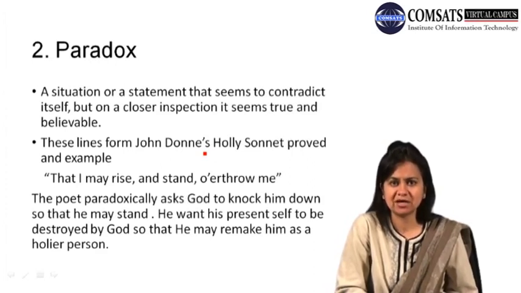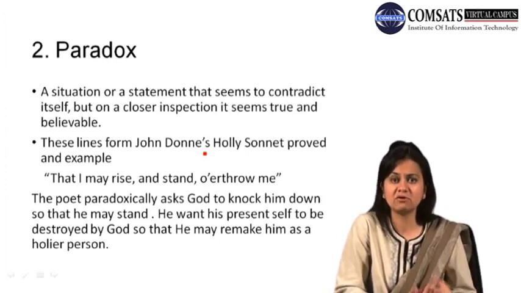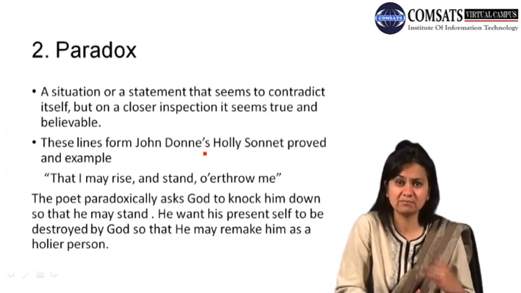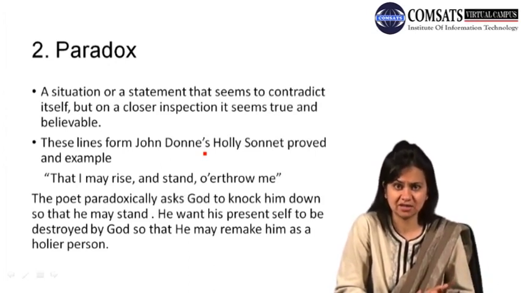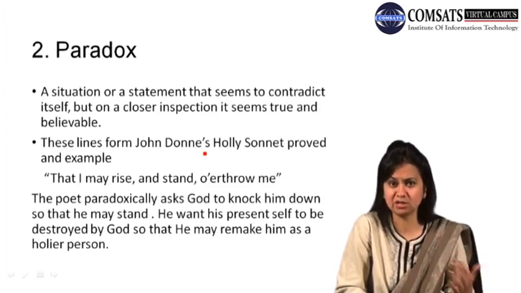And to quote a few lines from a literary work for the example, you can observe this line by John Donne's Holy Sonnet, in which he says that I may rise and stand, overthrow me. So he's asking for a fall. He's asking God to throw him down so that he can stand again. Now, how paradoxical and how unbelievable it is that one wants first to fall down in order to stand up. Now, what he means to say is that if God overthrows him, sends him away from this world to the next, that would be the fall, after which he would rise again and God would make him anew.